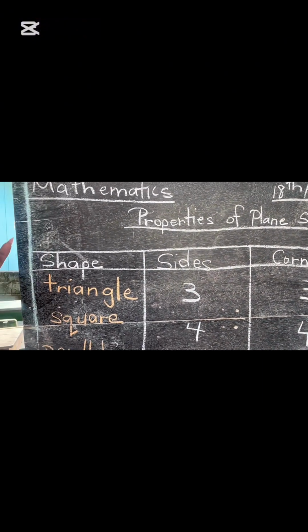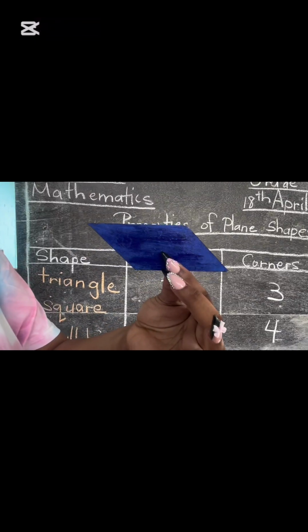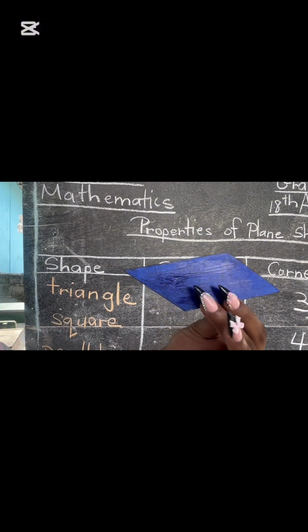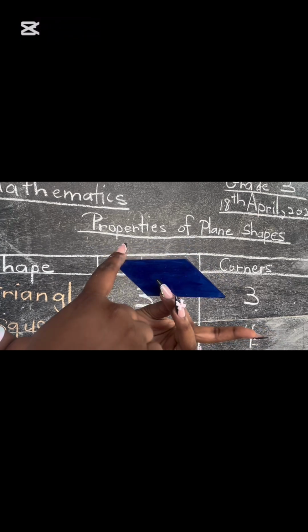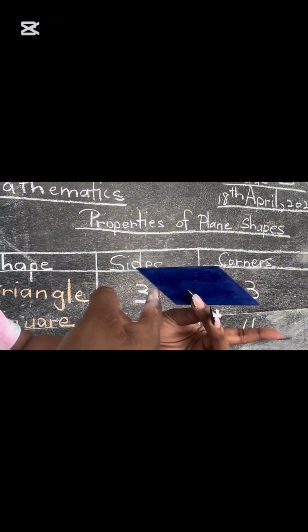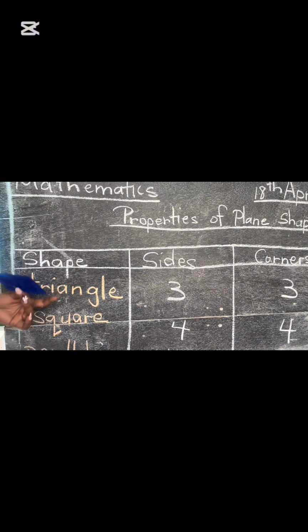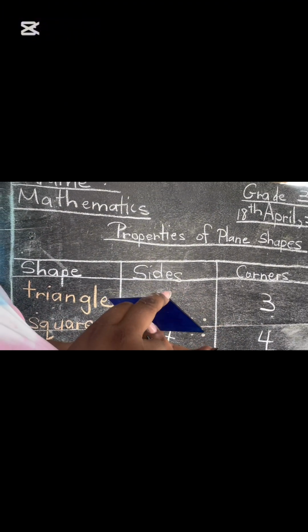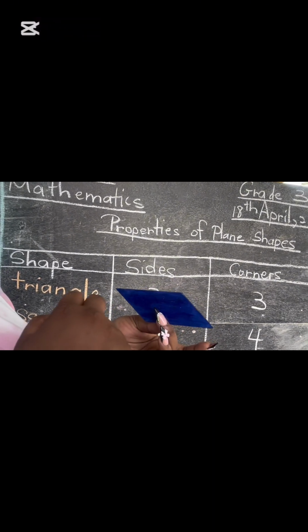And the last one we're going to do is the parallelogram. Good, this is the parallelogram, right? Let's count how many sides the parallelogram has. 1, 2, 3, 4. So a parallelogram also has 4 sides, and if it has 4 sides, then it will give us 4 corners as well. Let's go 1, 2, 3, 4.